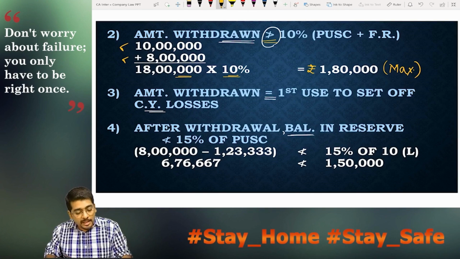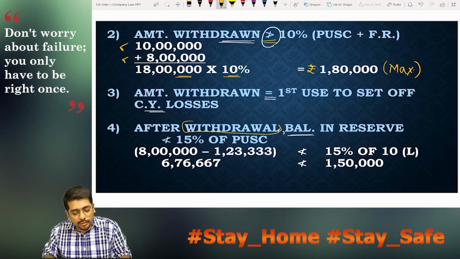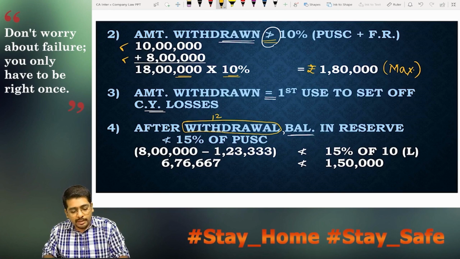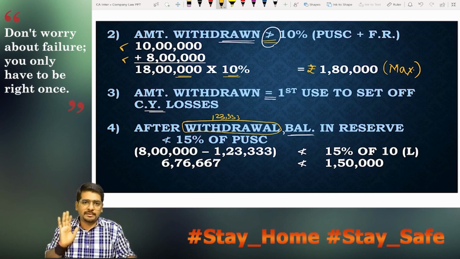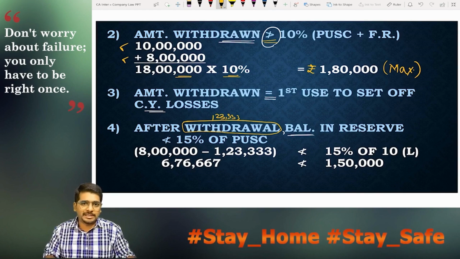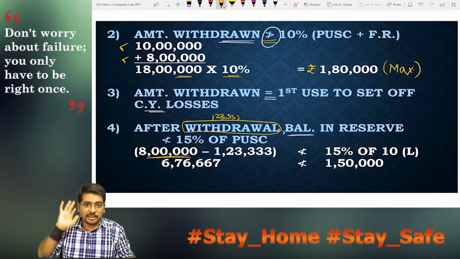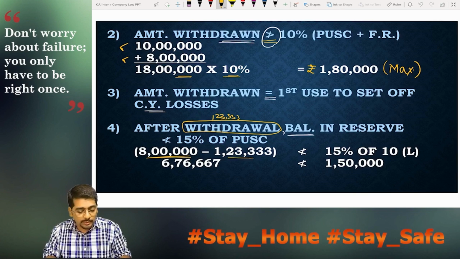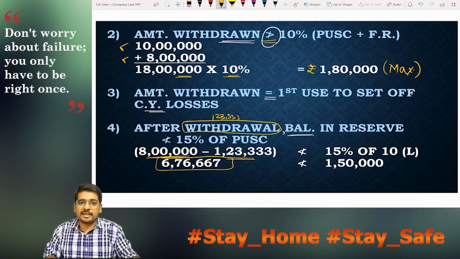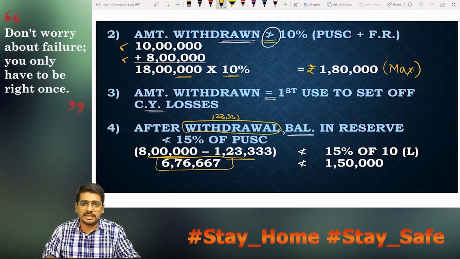Last condition, after the withdrawal. So how much are you going to withdraw now? Now I'm going to withdraw 123,333 only, sir, because no current year losses are there, and we can allow payment of 1,80,000 maximum. So 123,333 will be perfect. Okay, so how much reserves are you having? Sir, I am having reserves of 8 lakhs, as we have taken in the assumption. You are withdrawing 123,333. So balance in reserves is 6,76,667.